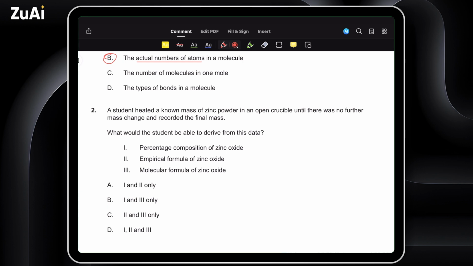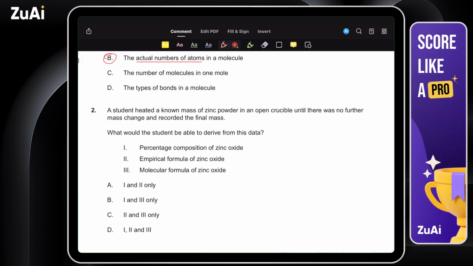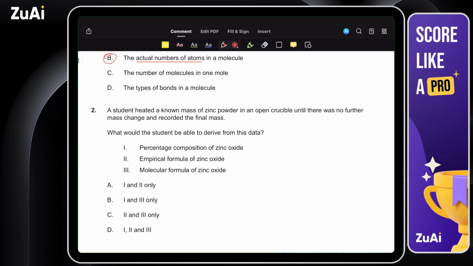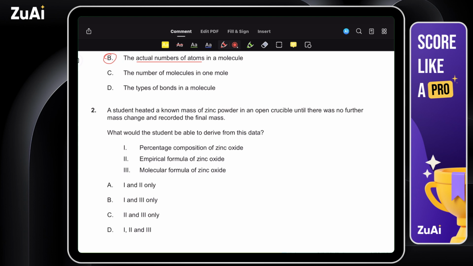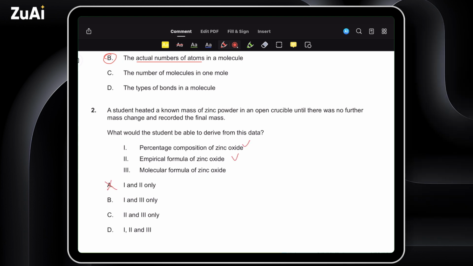So by this information, we can easily identify the empirical formula. That's the thing you need to know. The empirical formula, because for the molecular formula we should know the Mr of the unknown compound. So percentage composition and empirical formula, these are the things we can easily identify by this.